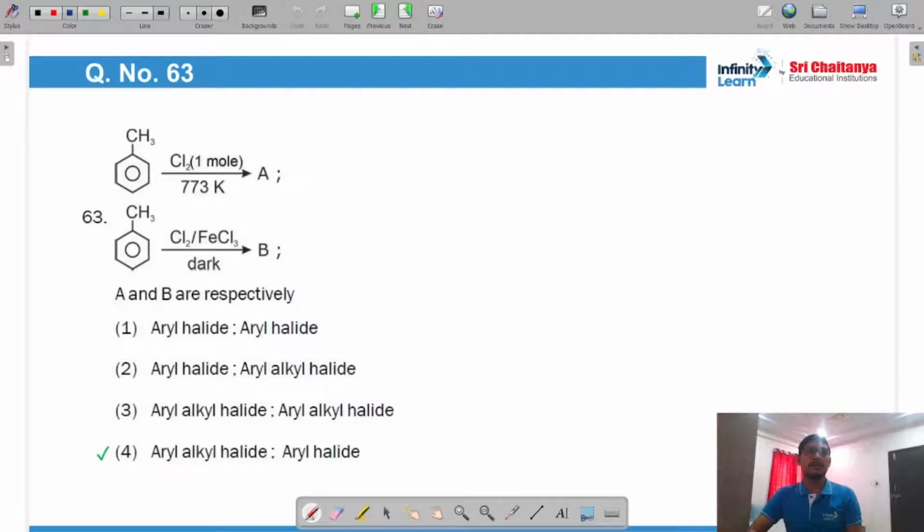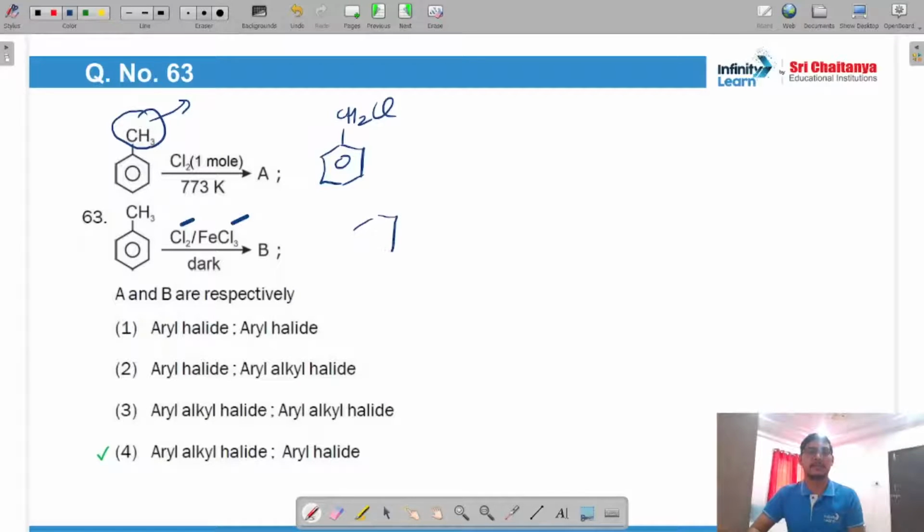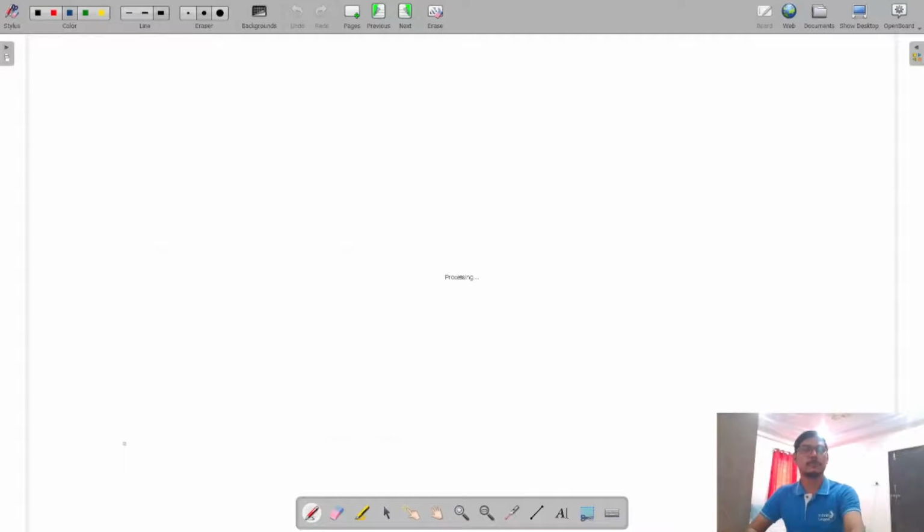Here you are using chlorine, 1 mole, at high temperature, so this is free radical substitution. It will occur on the alkyl part, so you will get benzyl chloride here, guys, CH2Cl. And Cl2 in presence of Lewis acid catalyst, that is an electrophilic substitution, and you will get ortho and para substituted product, right? That means you would get toluene with chlorine at ortho and para position. So those would be the products. So this product is an aryl alkyl halide and this is an aryl halide. So that is the correct answer.